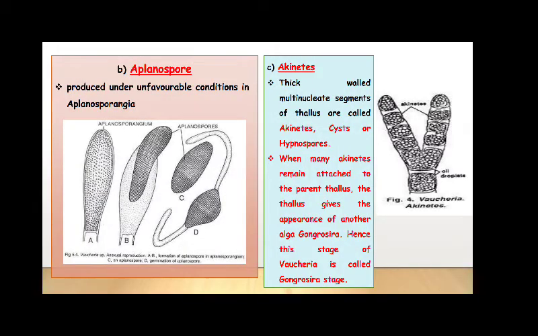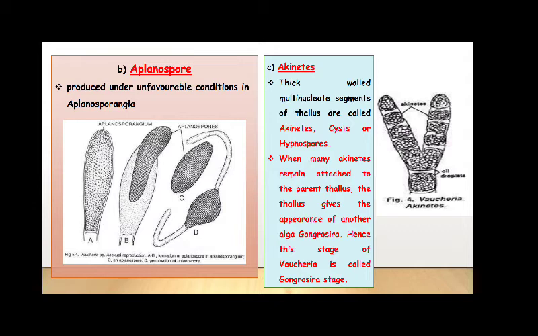Then coming to aplanospores, just like zoospores, they are also developed singly within an aplanosporangium during unfavorable conditions. Like zoospores, aplanospores are developed singly at the apical side. During development, it is cut off from the rest of the vegetative filament by a transverse septum.